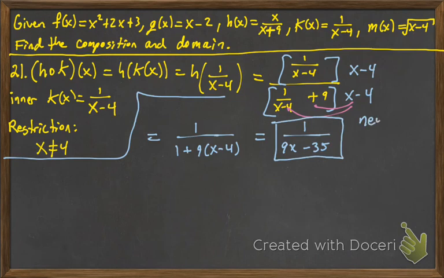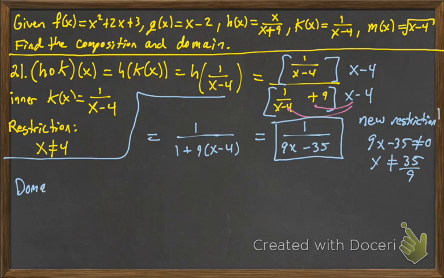We do have a denominator, so we've got to figure out what our new restriction is. So we're going to take that denominator of 9x minus 35 and set that not equal to 0. And so that would be adding 35 and then dividing by 9. So 35 over 9 is the new restriction.